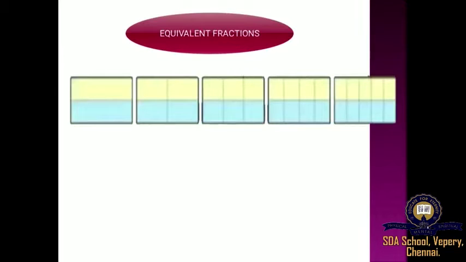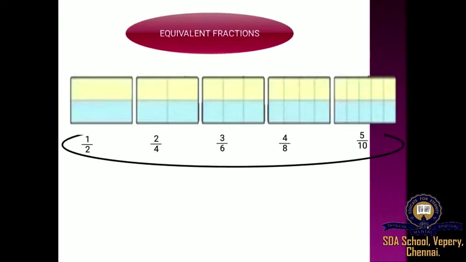Look at this rectangle. All are of the same size, but each rectangle has been divided into a different number of parts. The fractions for the shaded region of each rectangle are as follows. For the first rectangle, it's 1 by 2. For the second, it is 2 by 4. For the third rectangle, it is 3 by 6. The fourth is 4 by 8. And the last one is 5 by 10. So when you look at all of these, they represent 1 by 2, right?